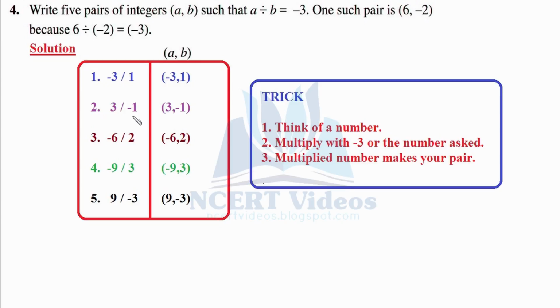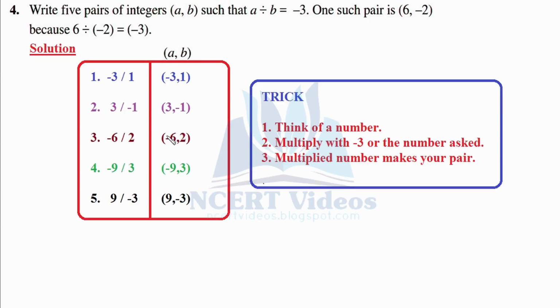So what is the way to find these things? There is a trick or a methodology, whatever you want to call it. So think of a number. First you think of a number which you put at the denominator part here. Let's do it for this. So we thought the number has to be 2. Now multiply with -3, or the number asked. We have to multiply with this number. So 2 multiplied with -3 gives you how much? -6. So this is your required number.